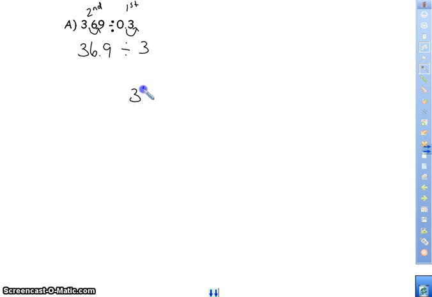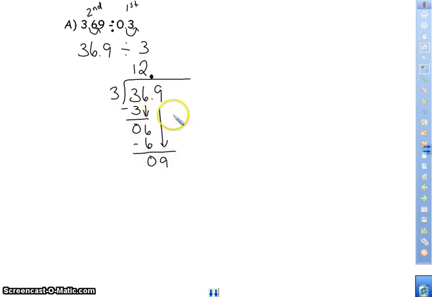So I'm going to write that out, and 36 and 9/10 is going to go underneath the division sign, and 3 is going to be on the outside. Okay, so before I start, I'm going to bring that decimal to the top. 3 goes into 3 once. Bring down my 6. 3 goes into 6 twice. Bring down my 9. And 3 goes into 9 3 times. Okay, and I'm done because I have no remainder left.